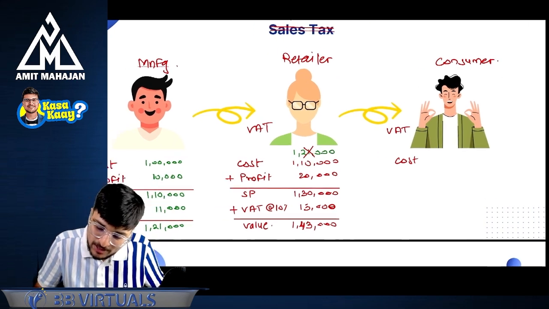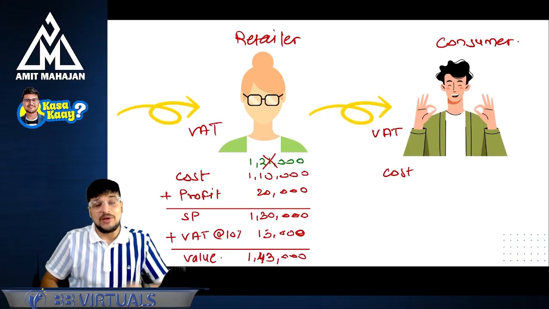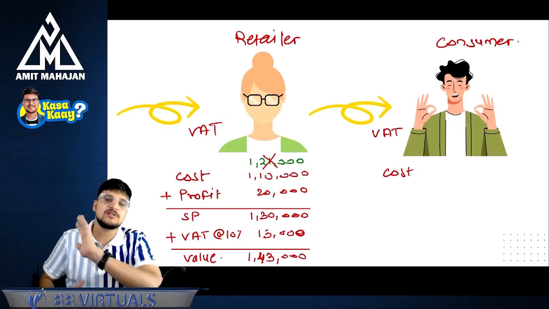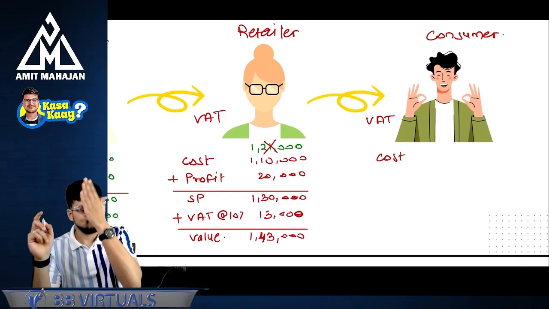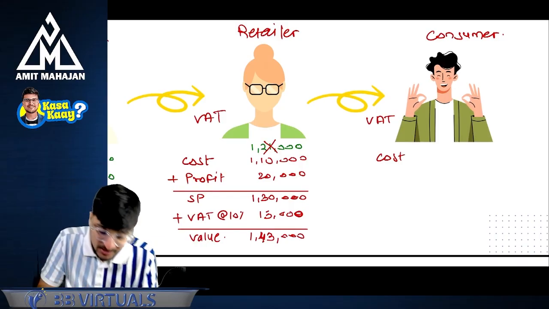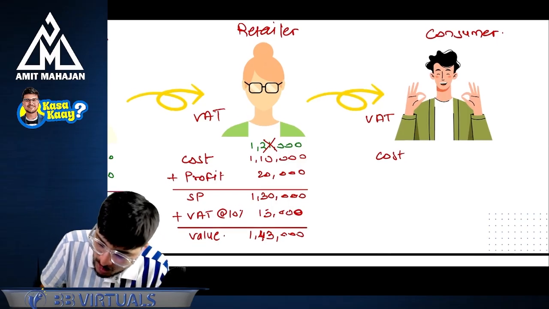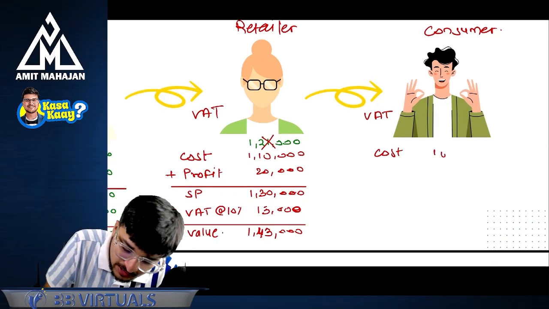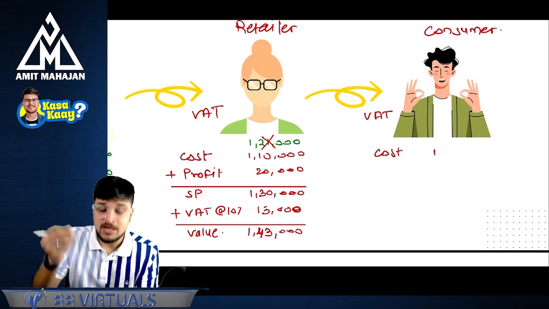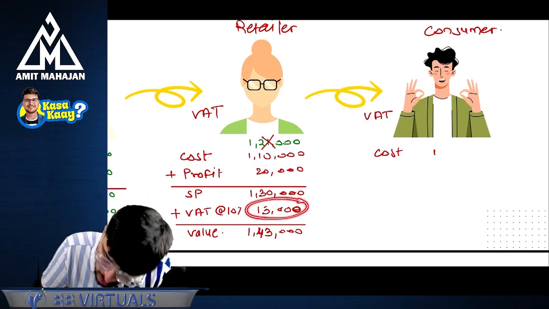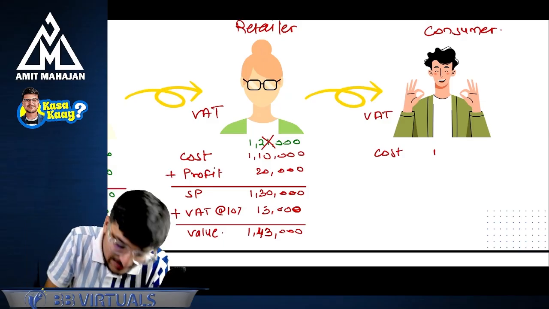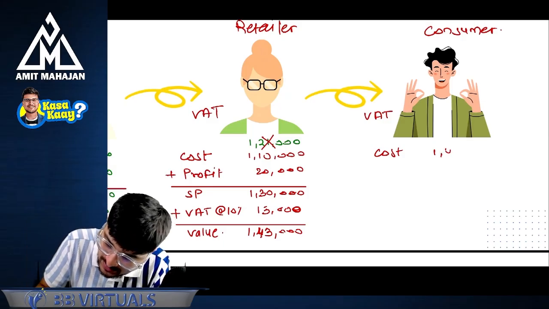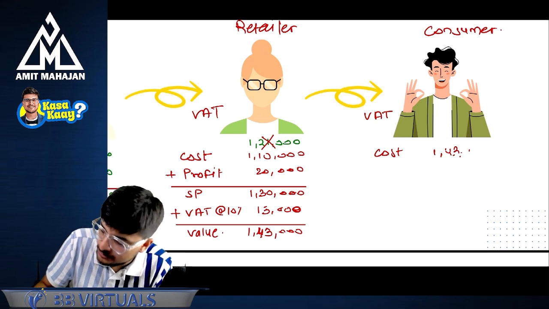Perfect. Okay. Now, can you please tell me what is the consumer's cost? If you get it right, I will say that you have understood the concept. What will be the consumer's cost? The consumer cost is going to be 1,43,000. Sir, here, why not 1,30,000? Because the consumer is not going to get a credit of this 13,000 rupees because he's a consumer. And that's why the cost for him is going to be 1,43,000.